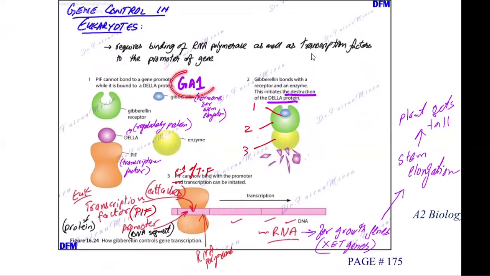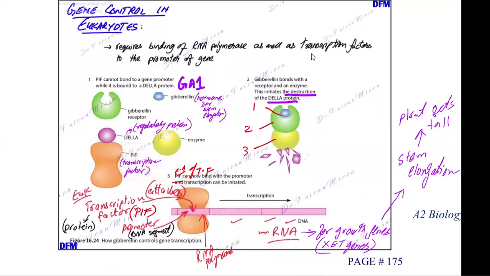So once this GA1 is there, what will it do? We are discussing gene control in eukaryotes, so let's recall: there is a DELLA protein, which is a regulatory protein. This DELLA regulatory protein holds, or is bonded to, the transcription factor PIF. If PIF is forming a complex with DELLA, it cannot come and attach to the promoter. When this transcription factor PIF cannot attach to the promoter, growth genes cannot be transcribed.